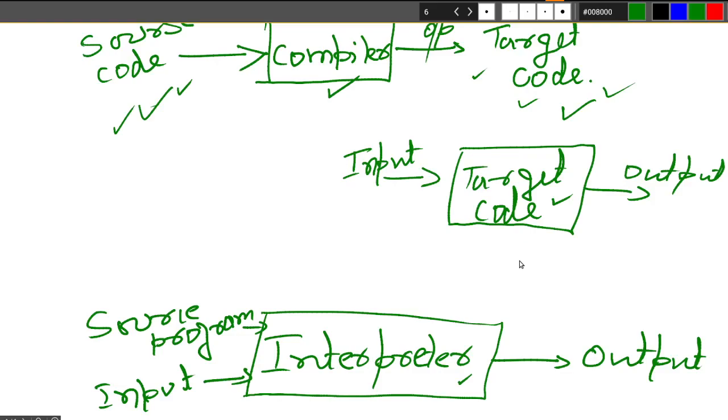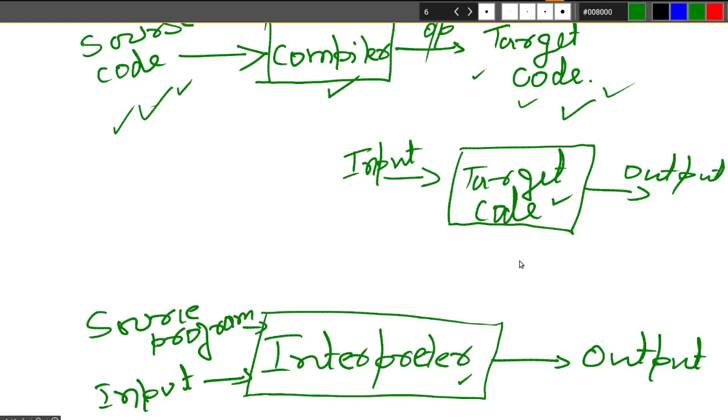Sir, how can we use a target code to take the input and produce the output? I mean, it should be a compiler, right? Okay, let me repeat. A compiler is something which will take your source code, a program in one language, and convert it to a program in another language. This other language program may be an executable code, or may not be. I am telling you that it is executable code.